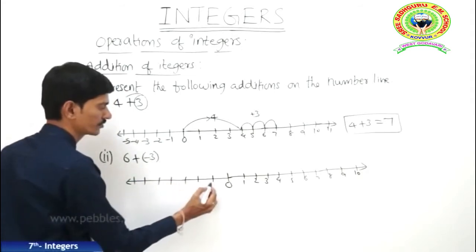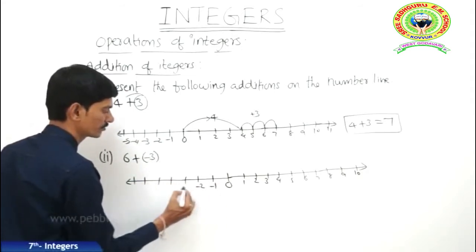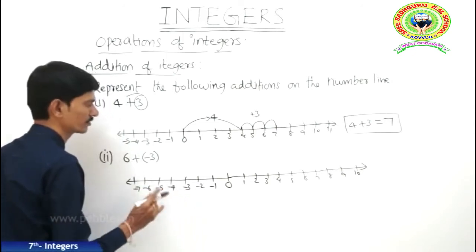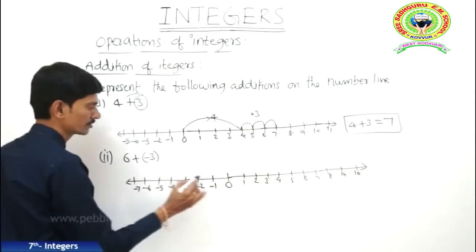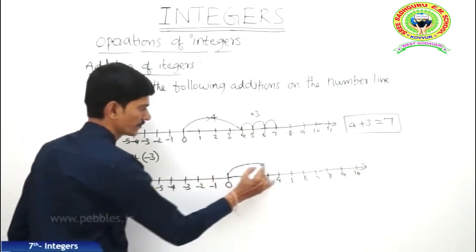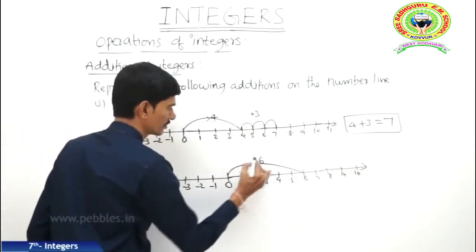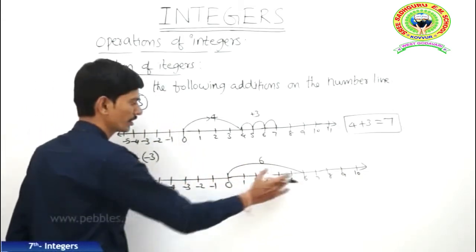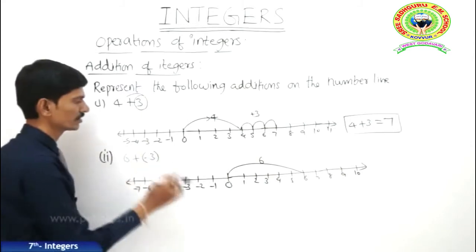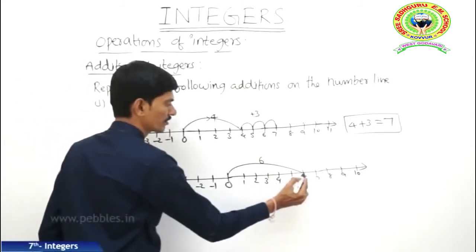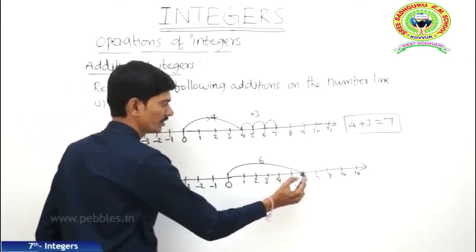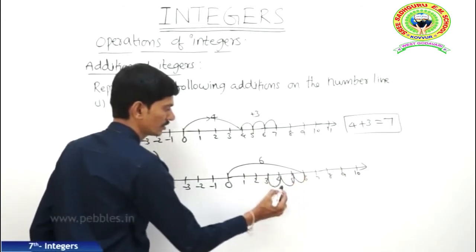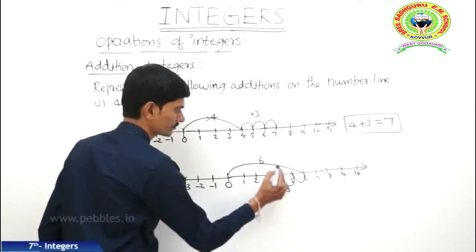Then on the left side to 0 we take minus 1, minus 2, minus 3, minus 4, minus 5, minus 6, minus 7, and so on. Now first 6 means from 0 to 6. So when you add the negative integer, we move left on the number line. So that is minus 3. So from 6 we move 3 units left. So 1, 2, 3. So this is minus 3.